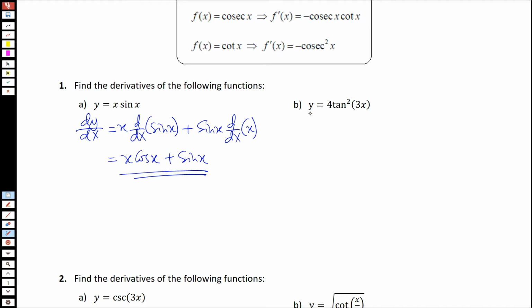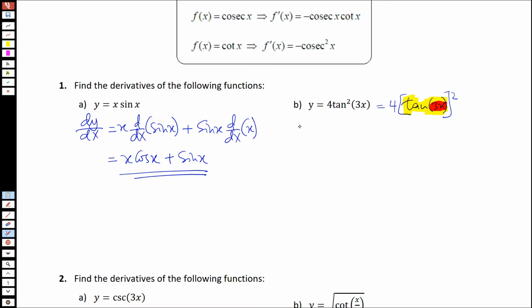In the second question, we have the derivative of 4 multiplied by the tangent of 3x squared. So this can be written as 4 multiplied by the tangent of 3x, all squared. So one thing that you may notice here is we have a function inside this function and we have another function inside the inside function. So we shall apply the chain rule twice.